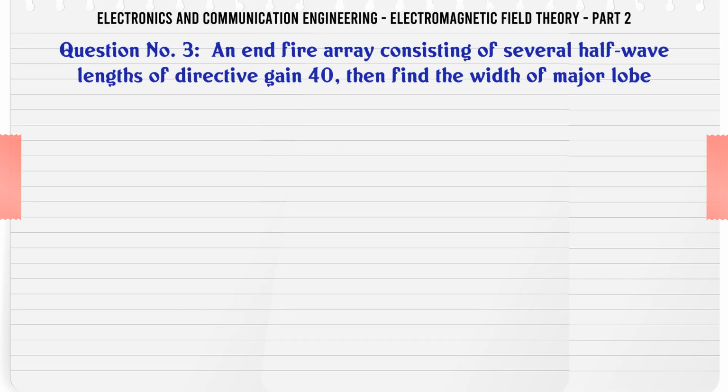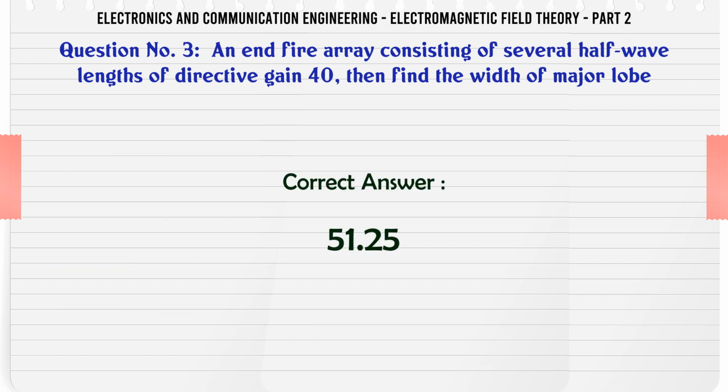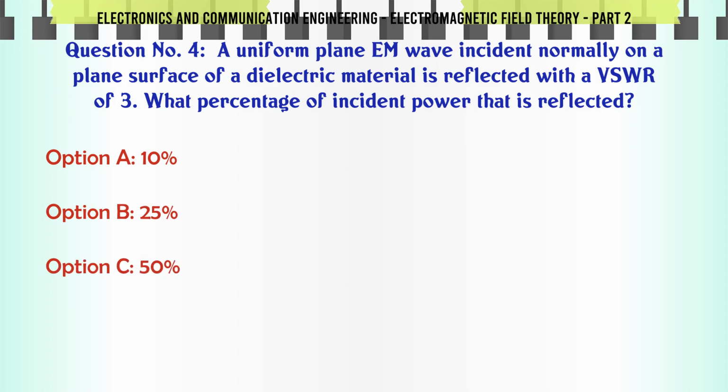An end fire array consisting of several half wavelengths of directive gain 40, then find the width of major lobe. A. 60, B. 50, C. 51.25, D. None of the above. The correct answer is 51.25.